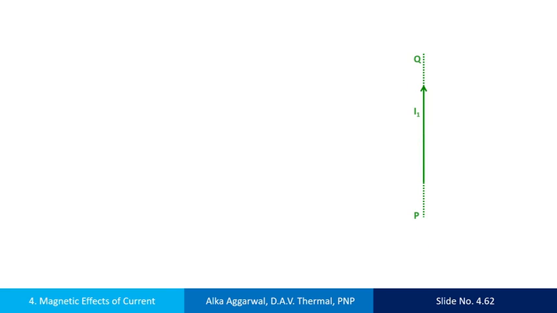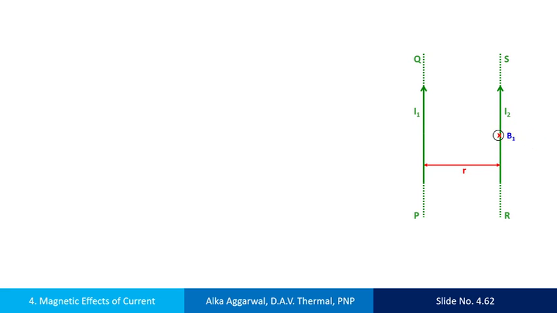PQ is an infinitely long conductor carrying the current I1. RS is another conductor of infinite length carrying the current I2. Both are placed at a distance of r from one another. The conductor RS is in the magnetic field produced by the conductor PQ, and the conductor PQ is in the magnetic field produced by the conductor RS. As both conductors are in a magnetic field, they experience a force and interact with each other.